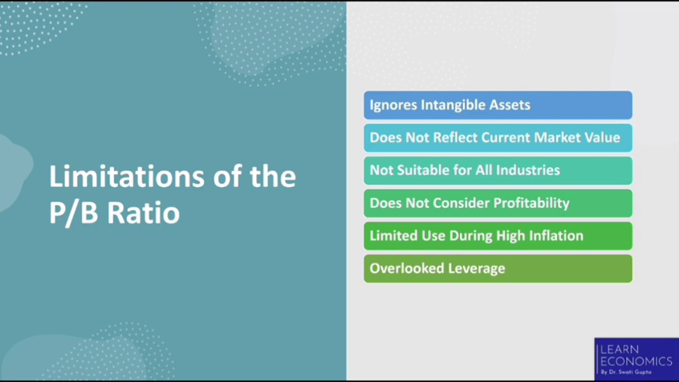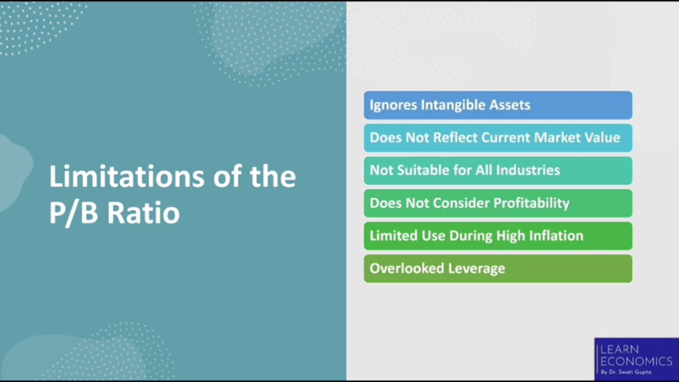Sixth, overlooked leverage. The PV ratio doesn't consider a company's debt or leverage or the financial risk associated with it. A company with high debt might appear undervalued because its book value is high, but the risk caused by the debt is ignored in it.